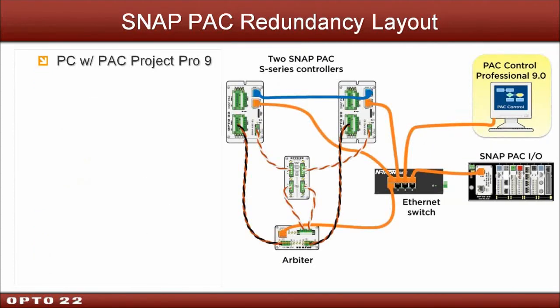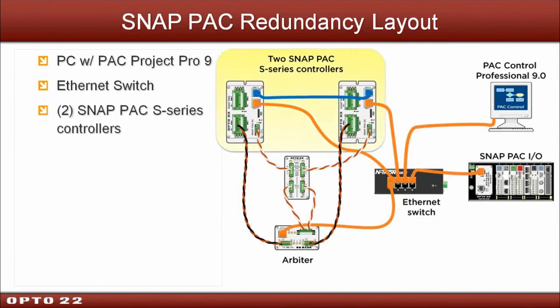So in a SNAP PAC redundancy layout with all the pieces put together, the first thing we see is a PC with PAC Project Pro 9, specifically PAC Control Professional 9.0. Version 9.0 has the option in the strategy options to enable redundancy. The second part is an Ethernet switch. Like most of our systems, there's an Ethernet switch. We recommend using a managed switch or at least a non-managed switch. Never use a hub.